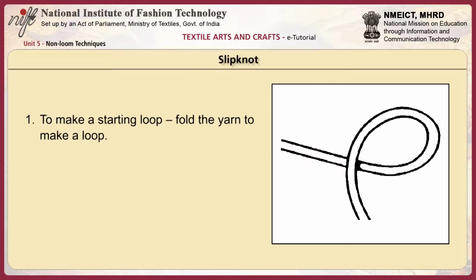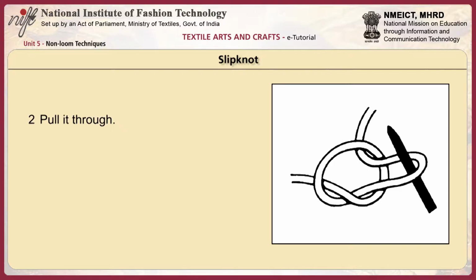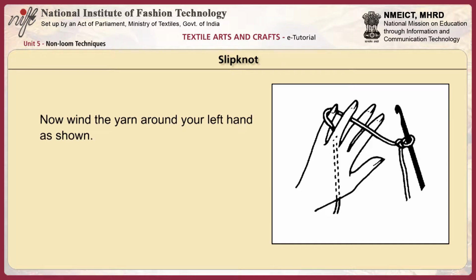Step 1. To make a starting loop, fold the yarn to make a loop. Catch the yarn through the loop. Step 2. Pull it through. Step 3. Pull the ends to tighten the slip knot. Now wind the yarn around your left hand as shown.